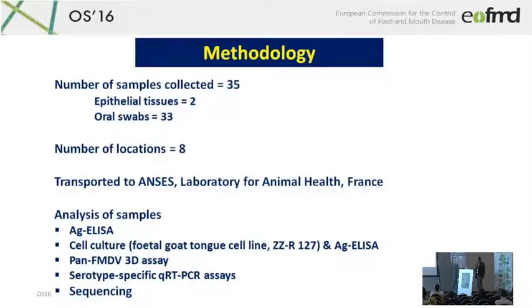In the study, a total of 35 samples were collected, 2 epithelial samples and 33 oral swab samples. These samples were collected from clinically suspect cases of FMD during April 2011 to November 2011, and these originated from 8 different locations within Balochistan province. These samples were transported to ANSES Laboratory for Animal Health in France, and these were further analyzed there. The samples were subjected to antigen ELISA and also cell culture and subsequent antigen ELISA.